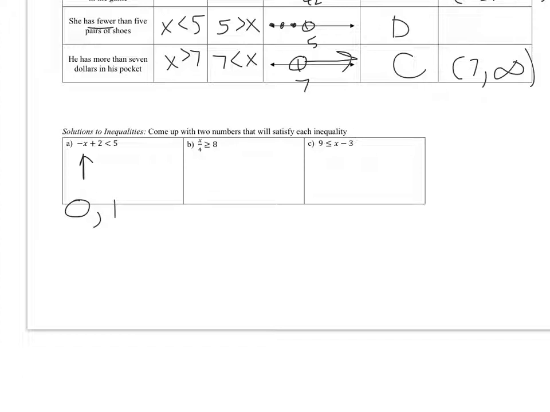B, what number that when you divide by 4 you're going to get greater than 8? If you plug in 40, because you'll get 10, or 60, because you get something that's greater than or equal to 8. And the last one, what number, when I subtract 3 from it, is going to give me greater than or equal to 9? So you could plug in 12, because 12 minus 3 is greater than or equal to 9. Or you could plug in 20, because 17 is greater than or equal to 9.